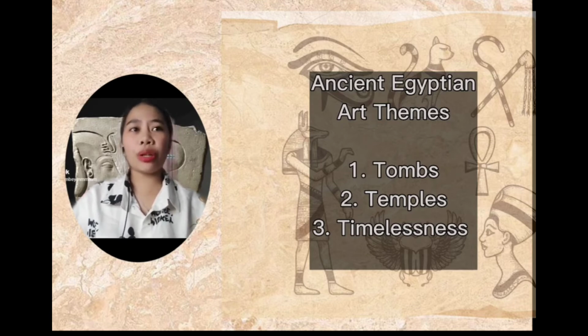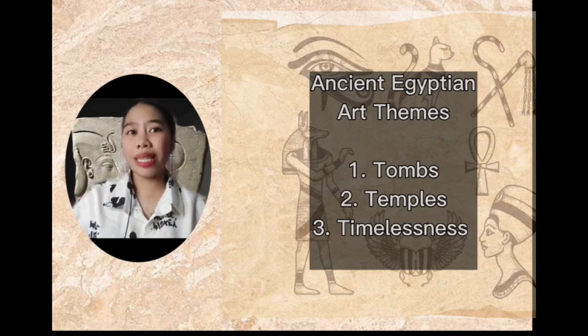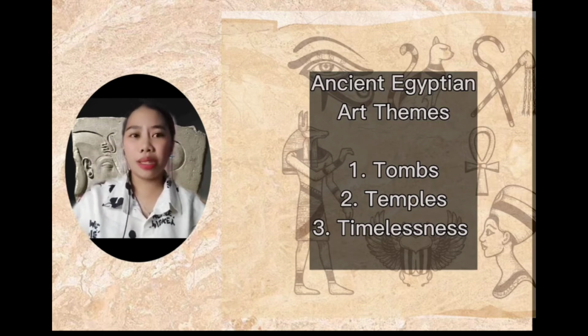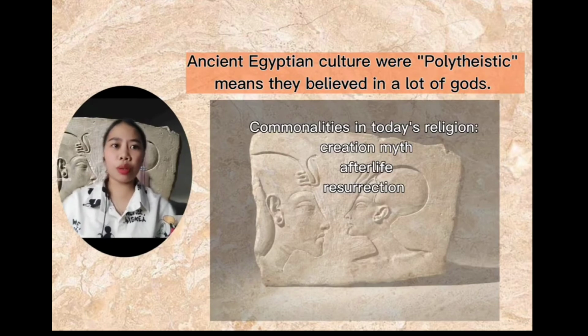So this brings us to the three themes that you'll notice throughout all of ancient Egyptian art. And they all happen to start with the letter T, so it's easy to remember. First, tombs, then temples, then timelessness. In ancient Egyptian culture, they were polytheistic, which meant they believed in a lot of gods, but they have some commonalities with today's religions. They have a creation myth, they have an afterlife that they believe in, and they also believe in the idea of resurrection or living again.